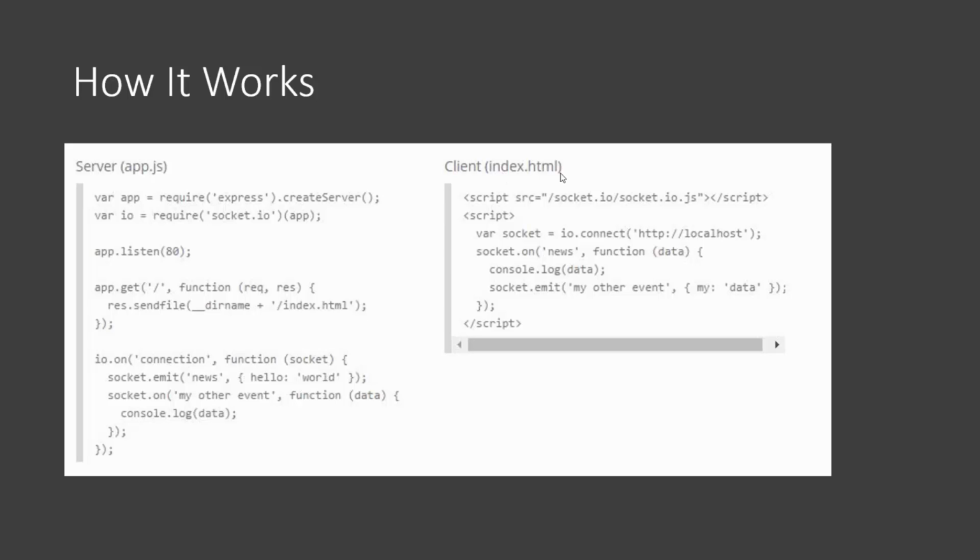Okay, so if we look at the client, we're just including the script tag here with socket.io. We're connecting with io.connect to our localhost, and then we're calling socket.on news. Okay, which you can see matches this here where we're emitting the news and we're passing along the data, or we're getting the data, which is in this case this hello world, and then we're going to console log it on the client. Okay, then we can emit my other event and pass along some data, and we're passing it to this my other event, and then we can console log that data. So we have a two-way connection between the server and the client. All right, and that's the magic of socket.io.